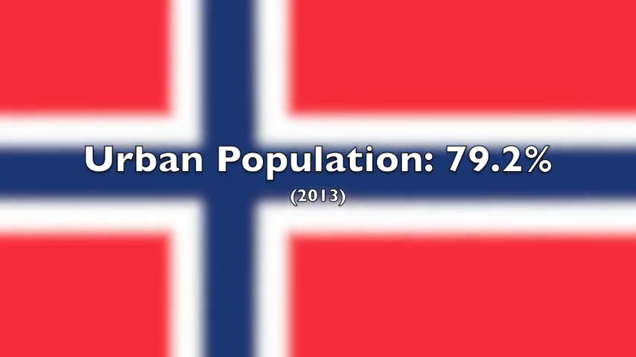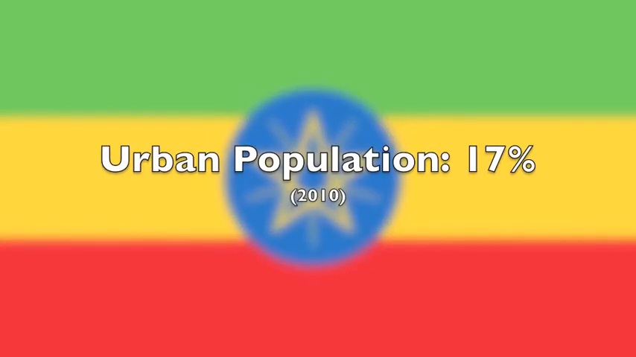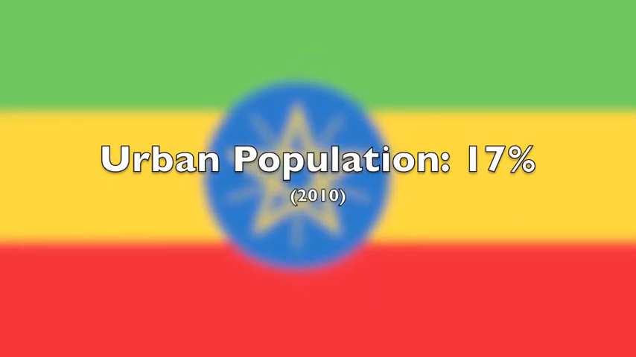More than half of the population lives in the city. However, in Ethiopia it's the opposite. More than half of the population lives in rural areas. Only 17% lives in urban areas.